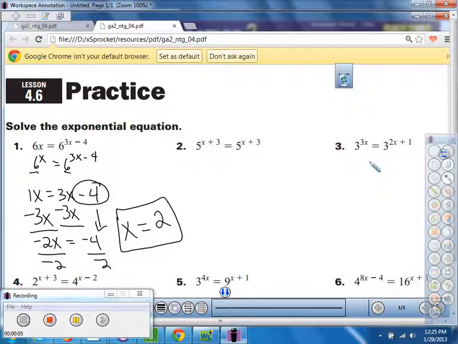Alright, let's look at number 3 here. Same base. So let's write 3x is equal to 2x plus 1. Okay, I'm going to move the 2x over. So we end up with x is equal to 1.